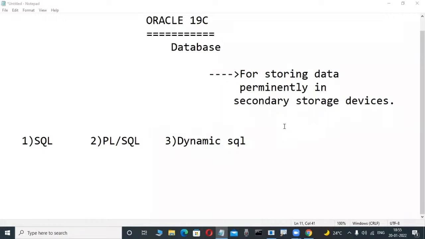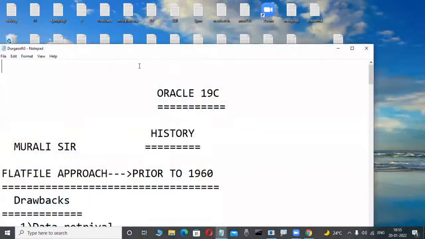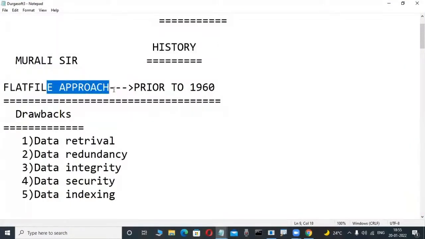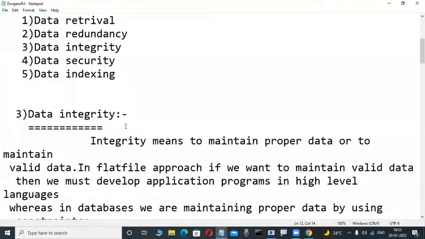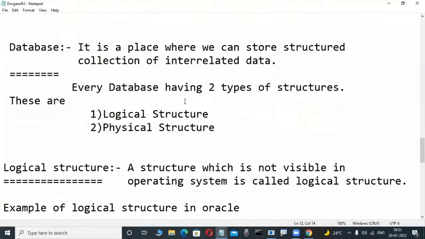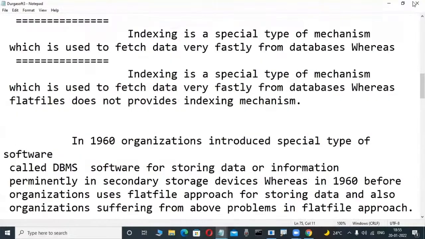In this course, we are covering SQL, PLSQL, and dynamic SQL. One of these days, history also we are telling. In the olden days, the flat file approach was there, and what were the drawbacks, we learn in the middle of the course. Then what is a database, what are DBMS and RDBMS, and what are the differences. These are all the things we are learning one of these days.